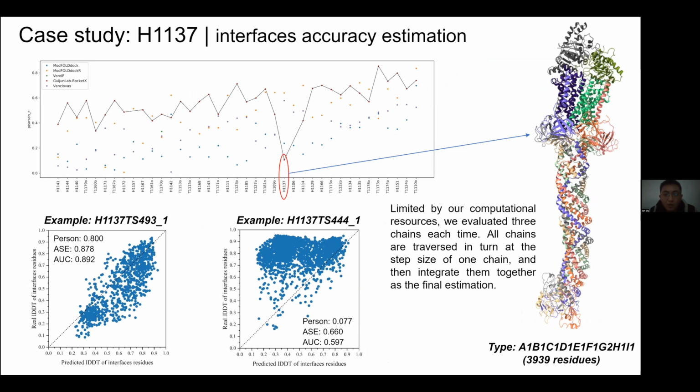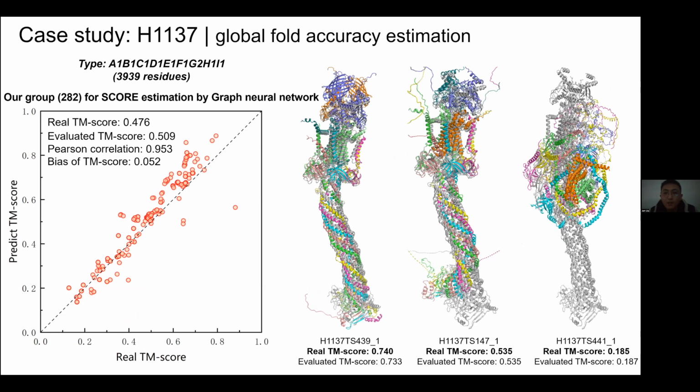Here we show 2 examples of interface accuracy estimation for 2 models. The left shows a good correlation between the predicted and the real accuracy, and the right shows a poor correlation. Although we have poor performance on interface residue evaluation due to the limitation of computational resources, it shows good performance when evaluating the global fold accuracy on this target using our graph neural network. We're employing a lightweight graph neural network architecture that enables it to evaluate the global accuracy of larger complex structures.